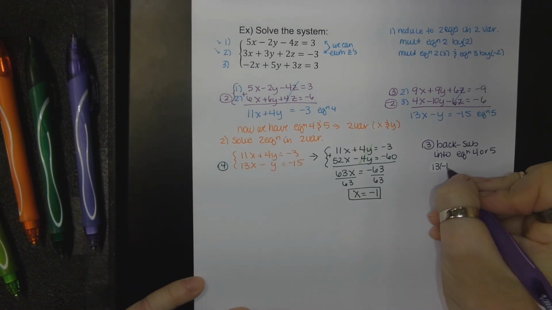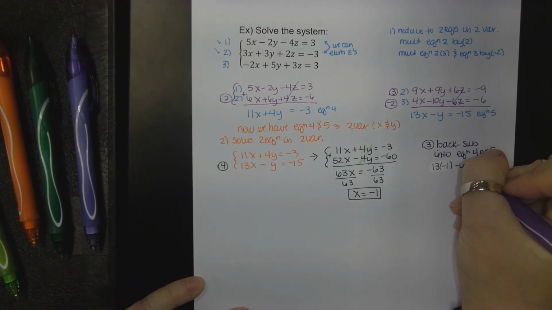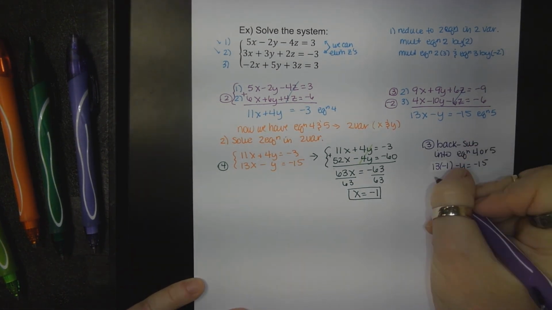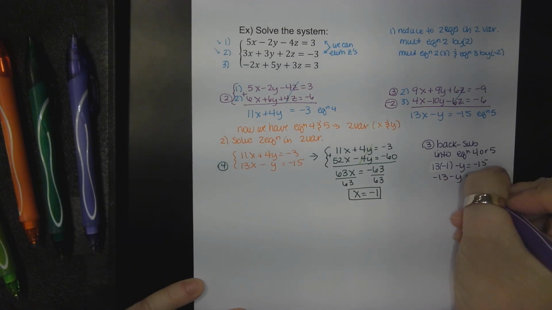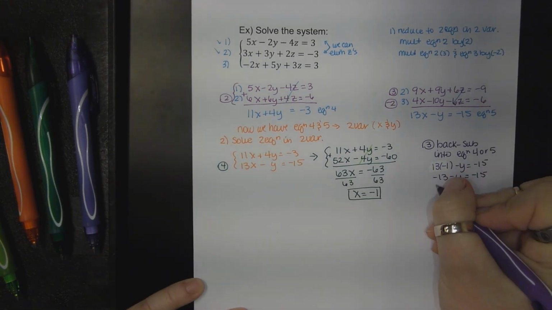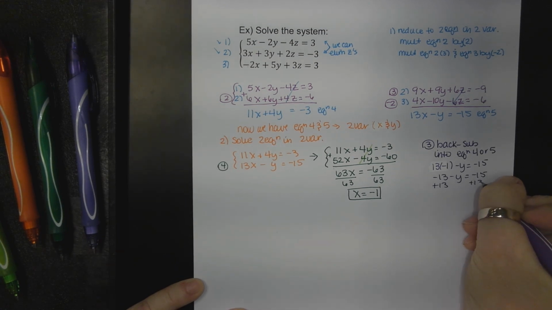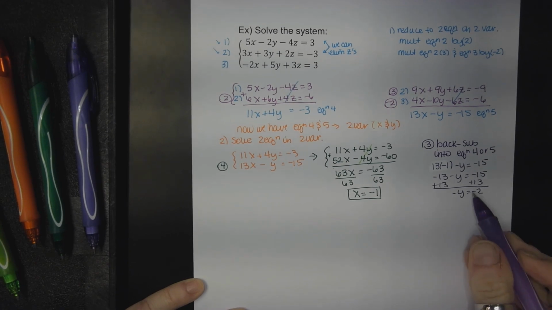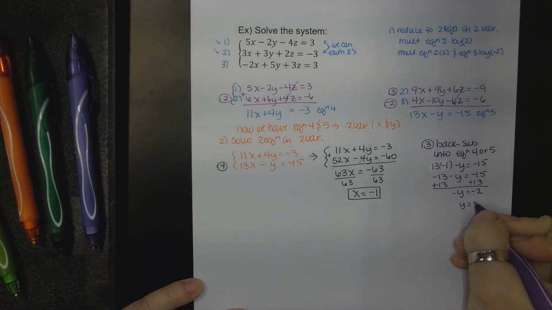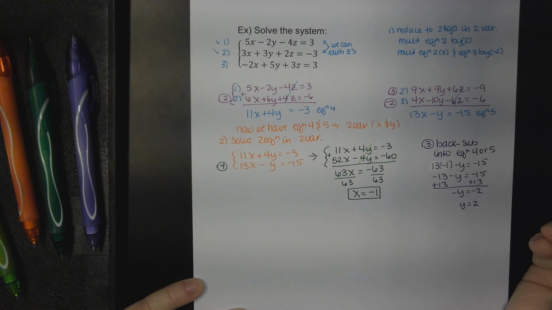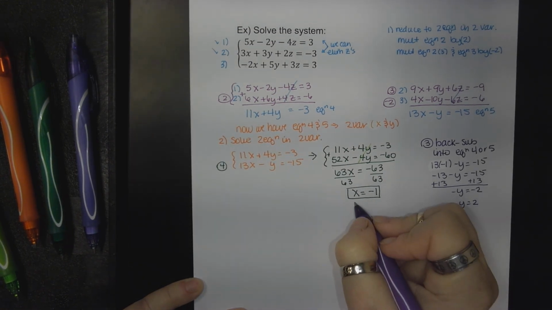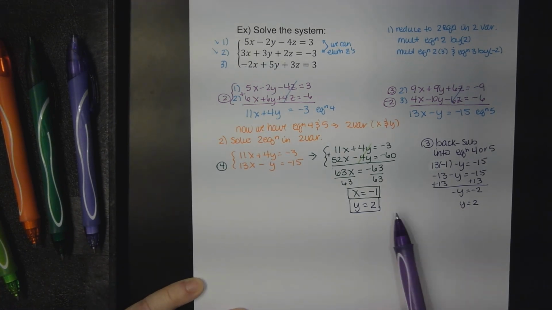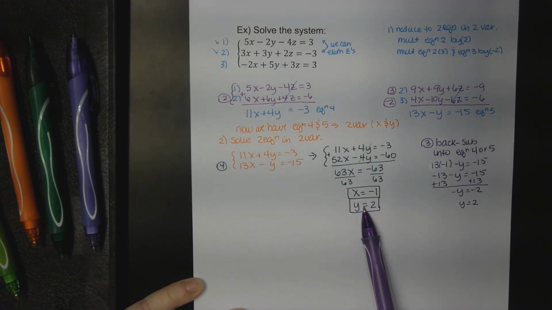13 times the negative 1, because that's what our x equals, minus y equals negative 15. Okay? So it's going to give me negative 13 minus y equals negative 15. So let's add 13 to both sides. Negative y equals negative 2. Well, we don't want a negative y, right? So y equals 2. You can multiply by a negative 1 or divide by a negative 1 either way. So y equals 2. So now we have x equals negative 1, y equals 2.